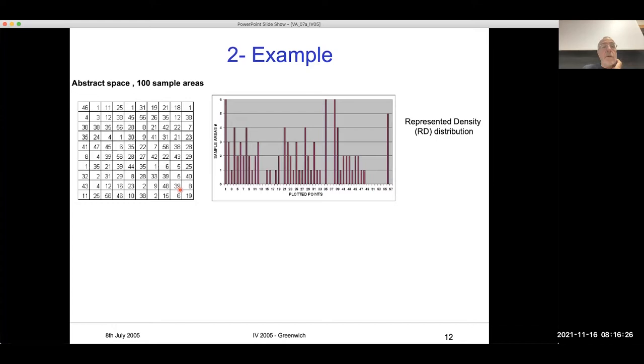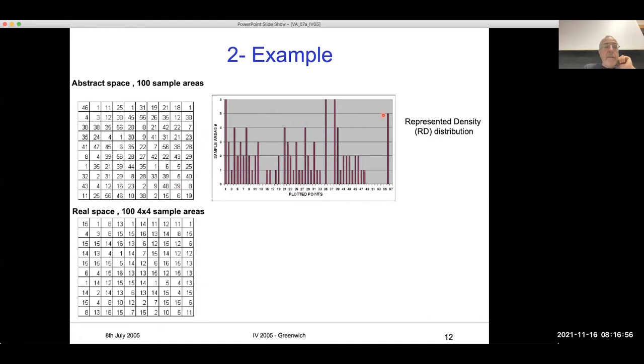Here we have the representation space. We have sample areas in centimeters. And here there are the number of elements inside each square. And this is the distribution. We count how many sample areas have just one element inside, how many have two, three, and so on. And you see the maximum here is 56, and we have five sample areas sharing that value.